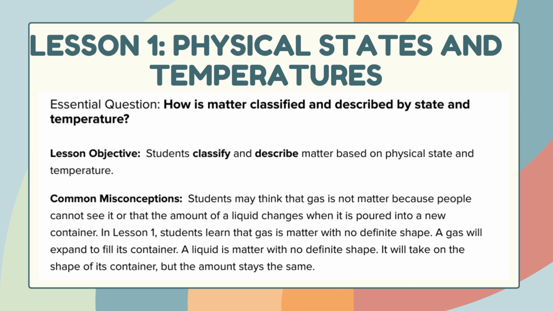In Lesson 1, students explore how to classify and describe matter based on its state, whether it's solid, liquid, or gas, and its temperature. The common misconception is that gas isn't matter because we can't see it. Students also often think that a liquid's amount changes when you pour it. Here, they'll learn that gases and liquids both take the shape of their container, but the amount stays the same, and both are indeed matter.